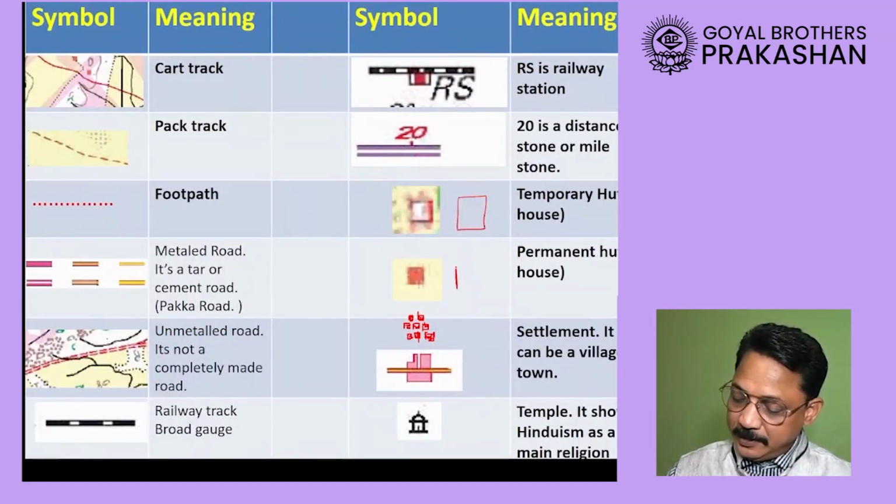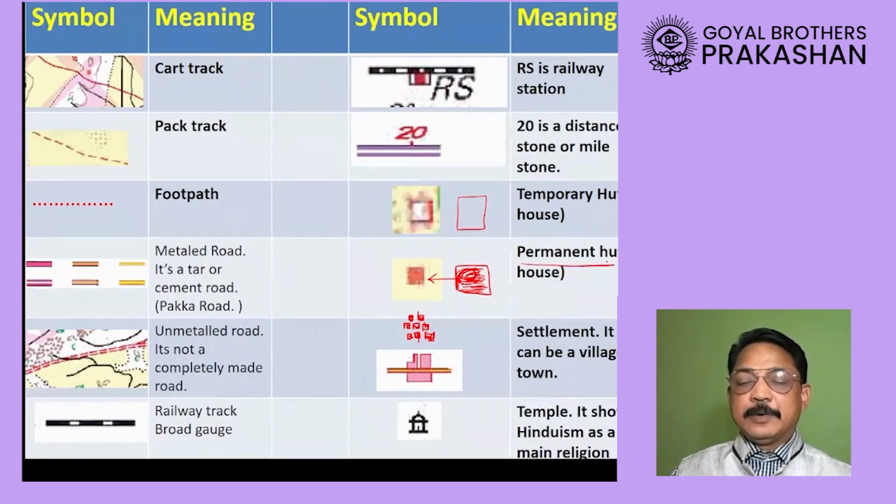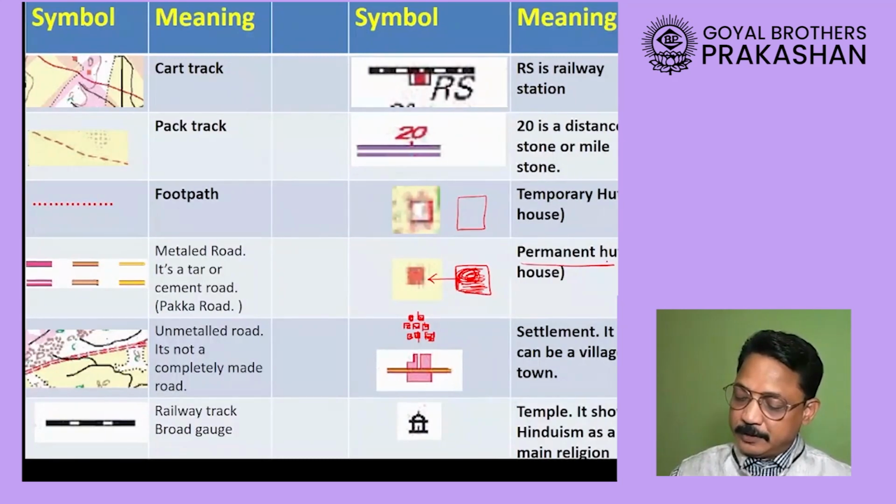But the red color square which is completely shaded inside, as you are seeing over here, stands for a permanent hut or permanent house. The more important term is permanent hut.